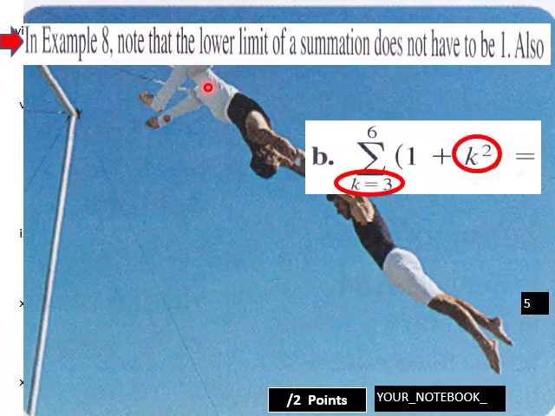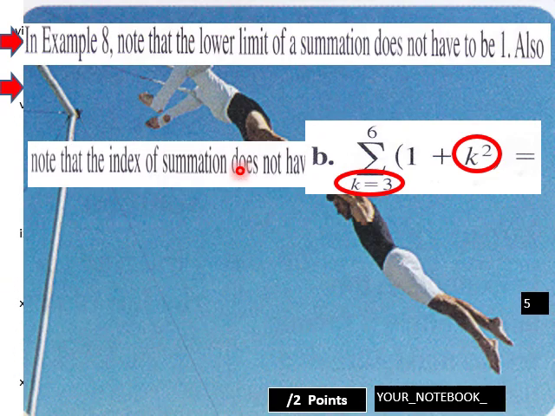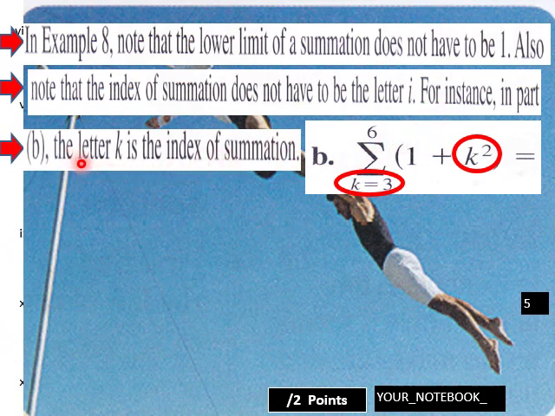In example 8, note that the lower limit of a summation does not have to be 1. So in this case, k would be 3, and our upper is 6. Also, note that the index of summation does not have to be the letter i. For instance, in part B, the letter k is the index of summation. So we've got k here.